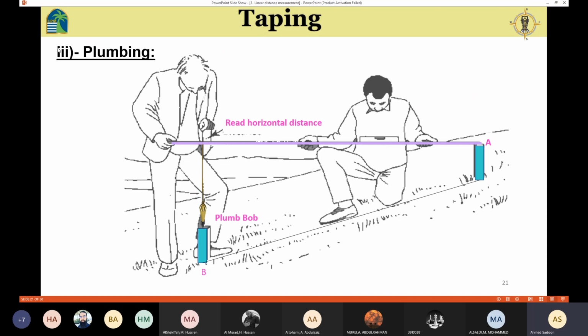Also, in the taping, we have the plumbing process. In this process, sometimes when you are going to measure the horizontal distance, you are going to have a slope like this one. We know that the distance should be horizontal distance, so we usually measure horizontal distance. Sometimes this point is away from the point on the ground. So in order to transfer the reading from here to the ground, we are going to use the plumb bob. Okay.